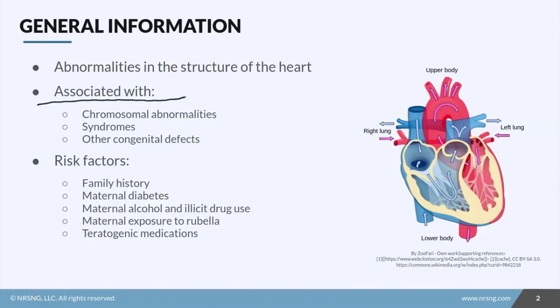And there are some other risk factors as well that can actually contribute to the development of congenital heart defects in utero. And these are really important to know for our patient education and our screening. So if there's a family history of heart defects, kids are more likely to have them. And then if there's a maternal diagnosis of diabetes or lupus, or if the mom used any kind of drugs or alcohol during her pregnancy, or if she was exposed to rubella at all, or if she was taking any kind of teratogenic medications like phenytoin.